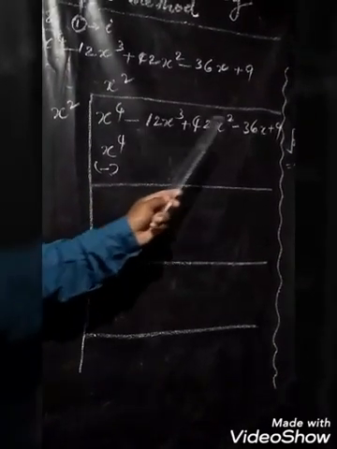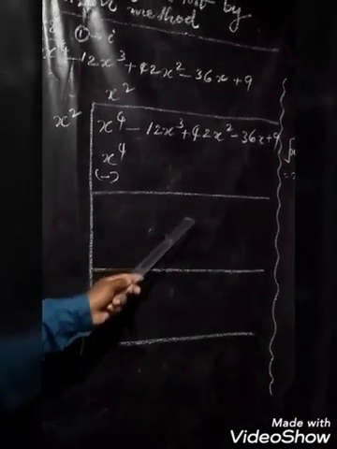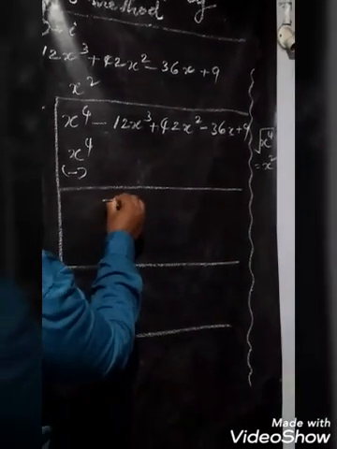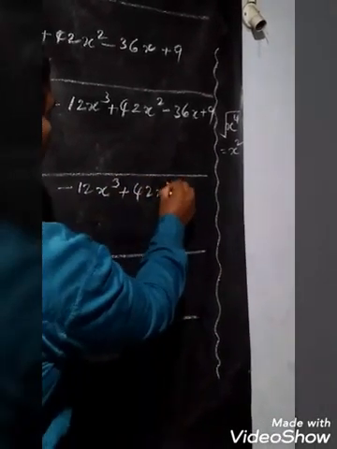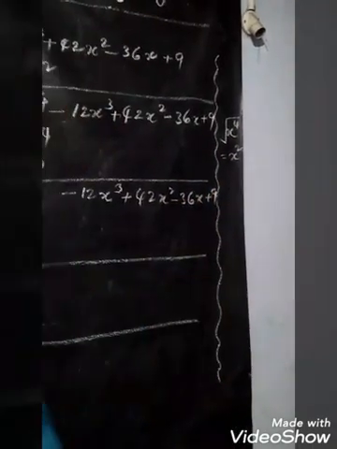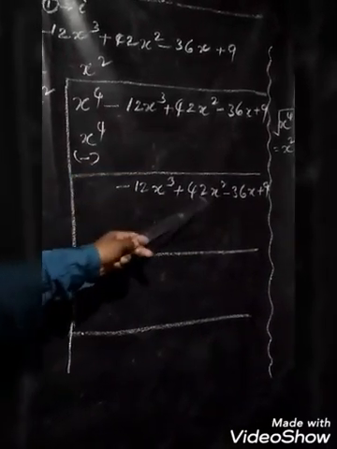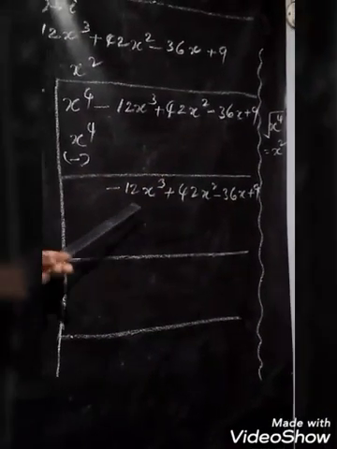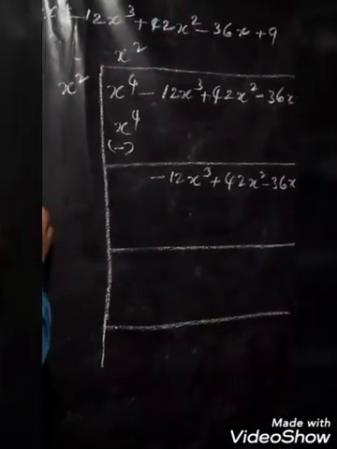The remaining terms are the cube term, the square term, the x term and the constant term. Rewrite these remaining terms for the second stage. Listen carefully: minus 12x cube plus 42x square minus 36x plus 9. So let's start the second stage of division.